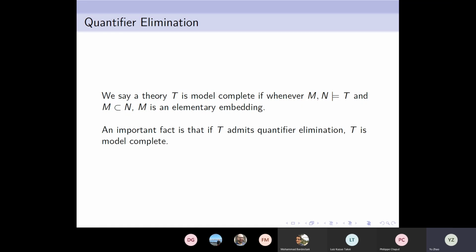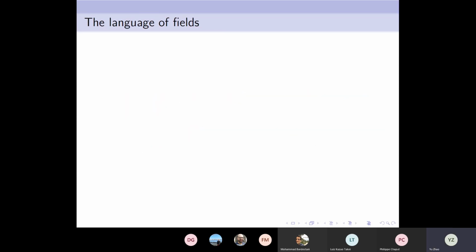An important fact is: if T admits quantifier elimination, then T is model complete. That means if we have two models and one is included in the other, then this inclusion is an elementary embedding. So if we have two algebraically closed fields in the language of fields, and one is included in the other, then this inclusion is an elementary embedding. That means we can find a common solution. We can see this.